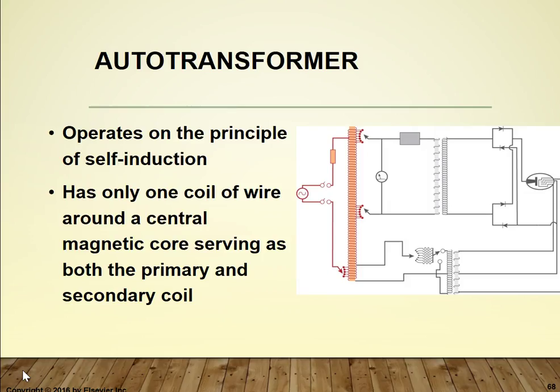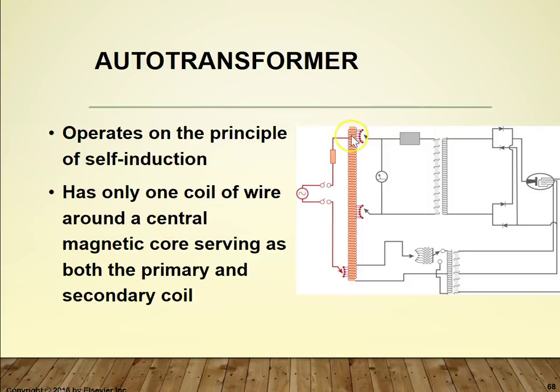All right, the auto transformer. One final type of transformer important to the X-ray machine is the auto transformer. This transformer operates on the principle of self-induction, and we talked about self-induction earlier. So know the difference between self-induction and mutual induction. This transformer has only one coil of wire around a central magnetic core, but don't think of it as the shell type. That has 2 coils of wire. So it's one coil of wire around a core, and the coil is used as both primary and secondary coils.